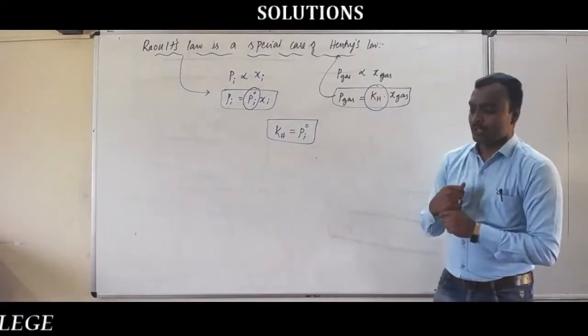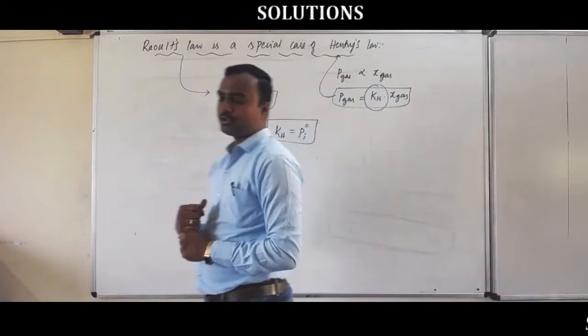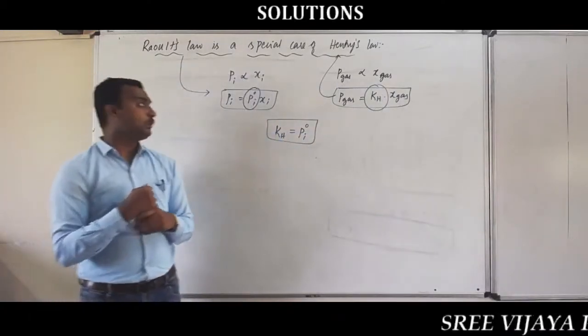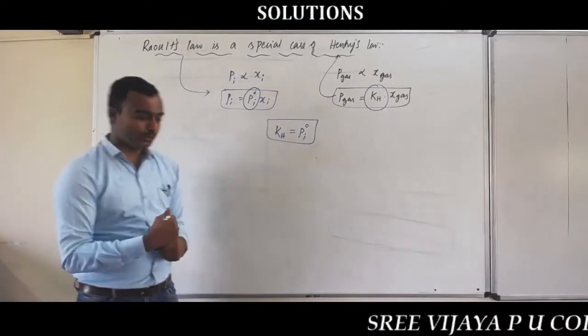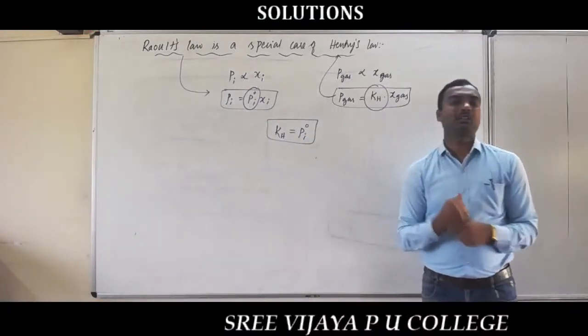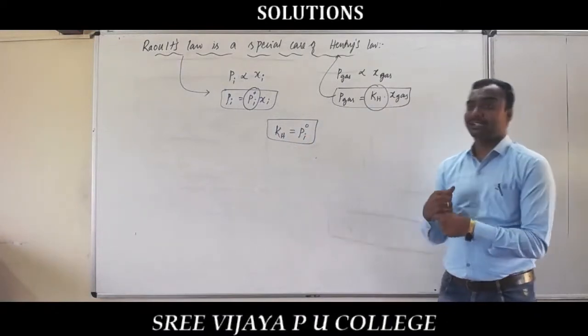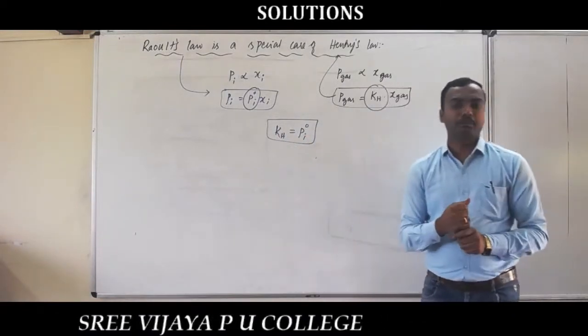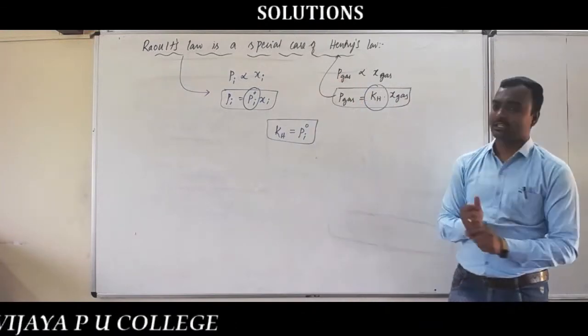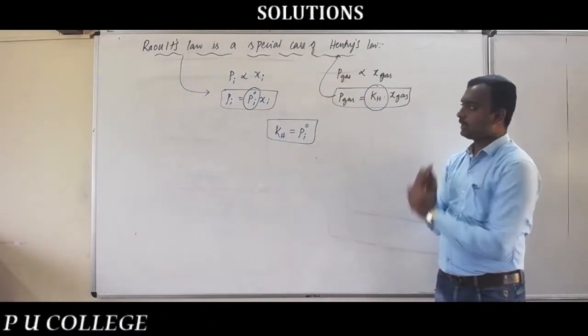So that's about the vapor pressure of liquid solution and Raoult's law, how it makes the partial pressure and mole fraction of components, how we are going to draw the graph for Raoult's law of liquid solution, how to calculate the total pressure, how to calculate the composition of the components in vapor phase, and how Raoult's law is a very important special case of Henry's law. So that's about today's session.